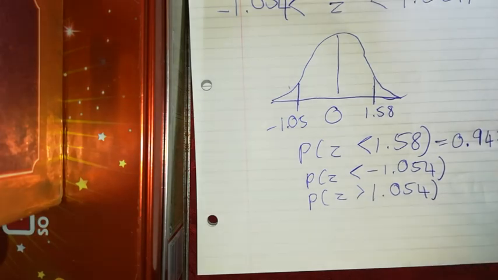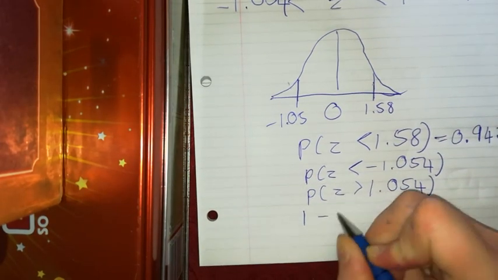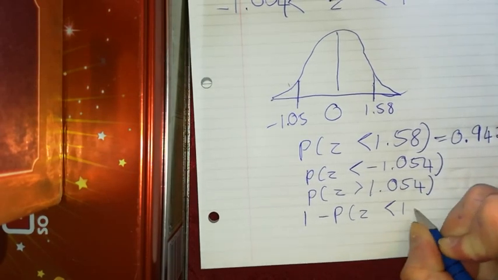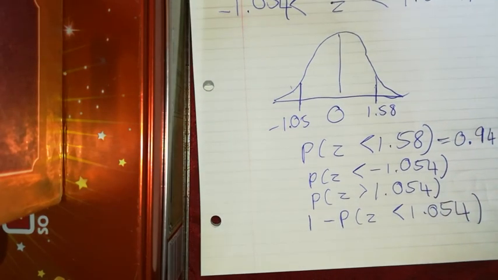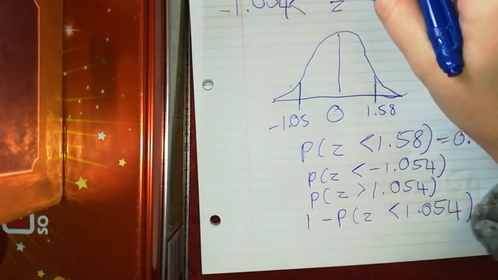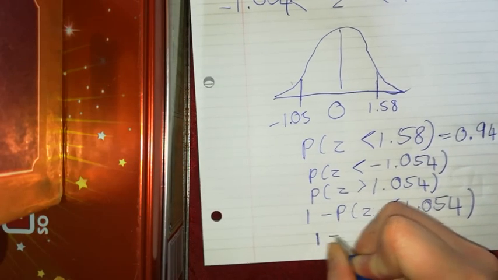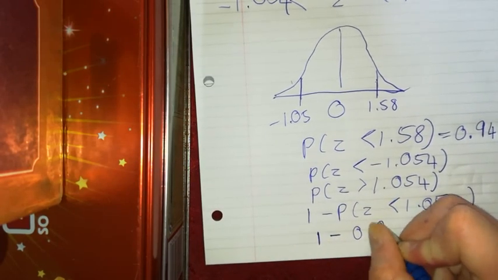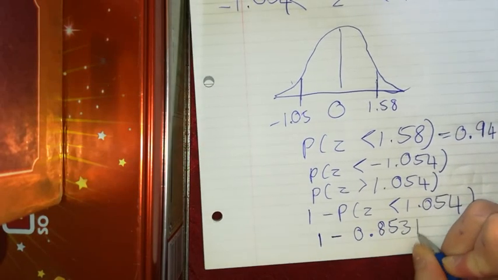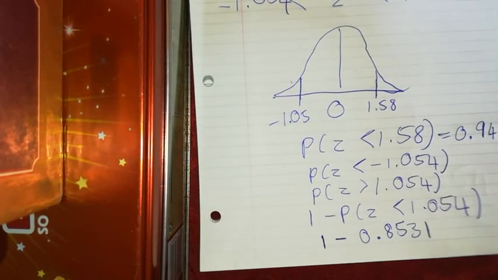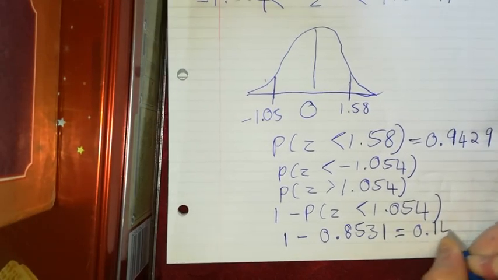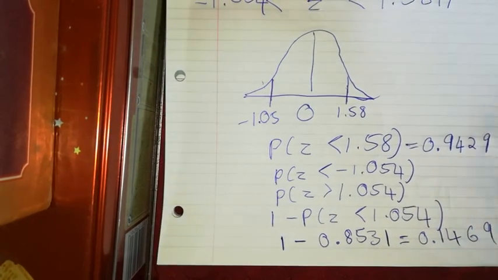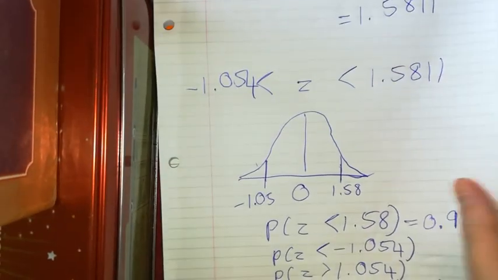But I can only get something less than whatever, so it's going to be 1 minus the probability that z is less than 1.054. So the probability that z is less than 1.05, so 1.05 is going to be 1 minus 0.8531. So that's going to be 1 minus 0.8531. So I get 0.1469.